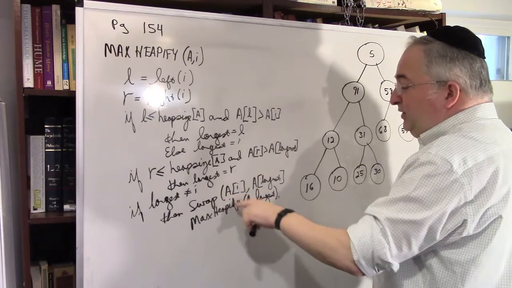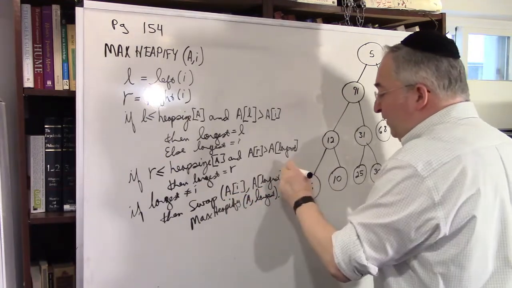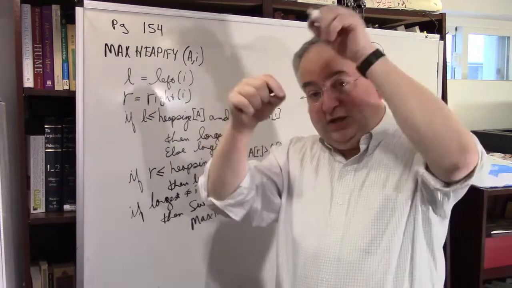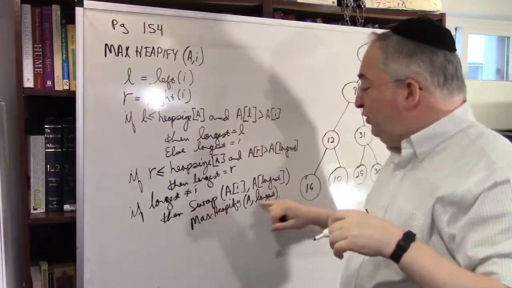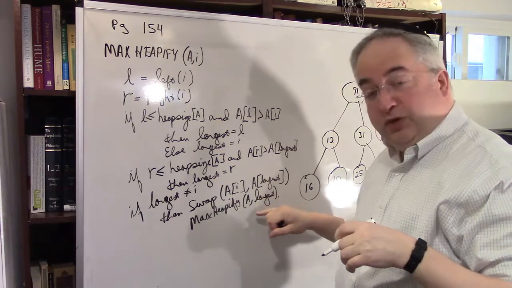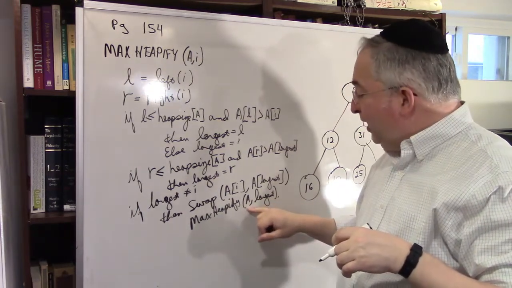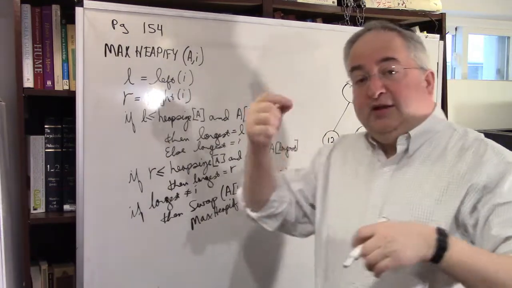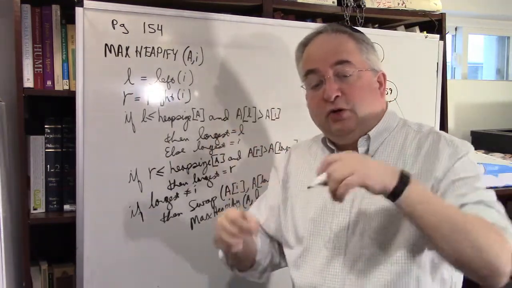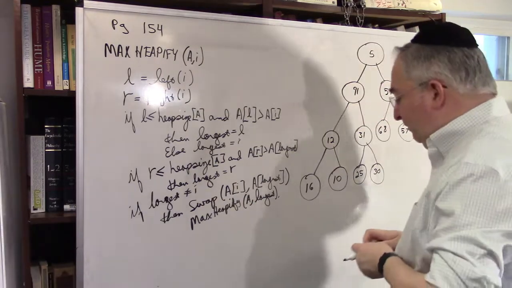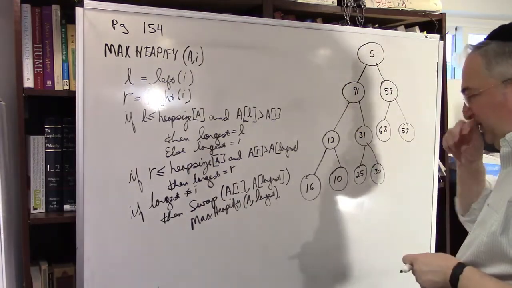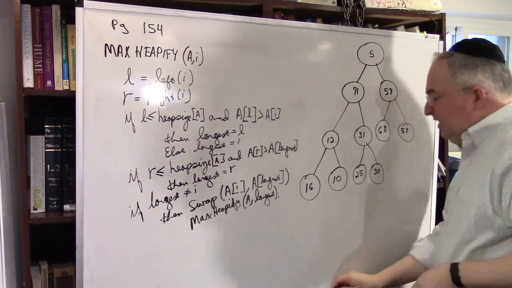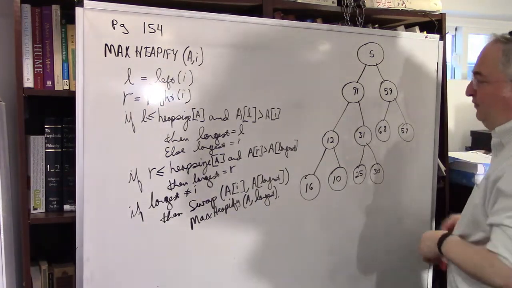But the main point is, this is a recursive algorithm, and once you have changed, then you call the algorithm on itself. You call the algorithm with the same A array, but now instead of calling it on the father, you call it on the largest one. And what this does is it trickles down, goes down further and further through the tree. Okay, so let's work through it. Let's see how this works. Okay, we have a different color pen.